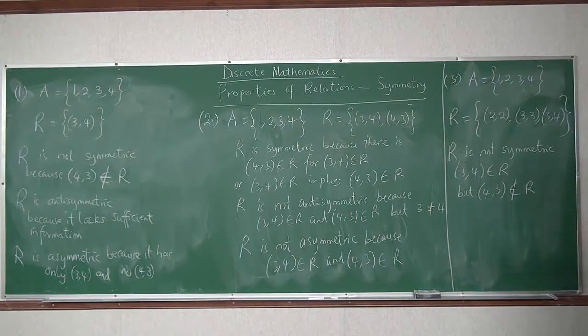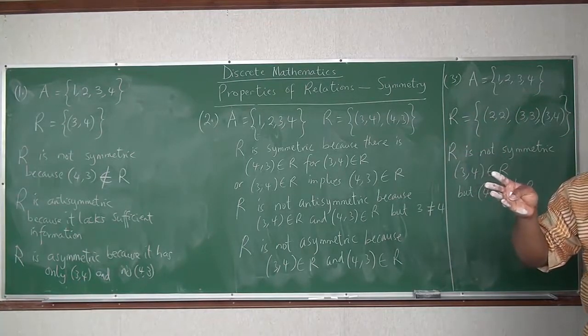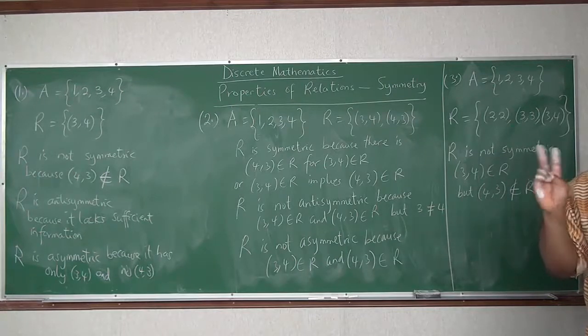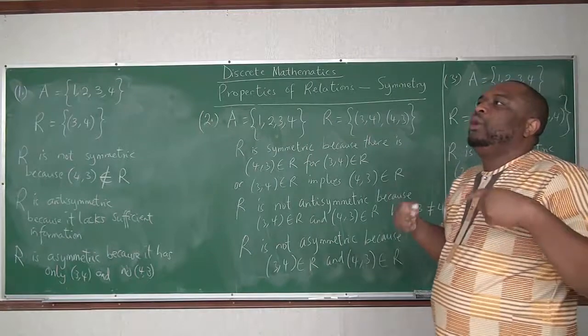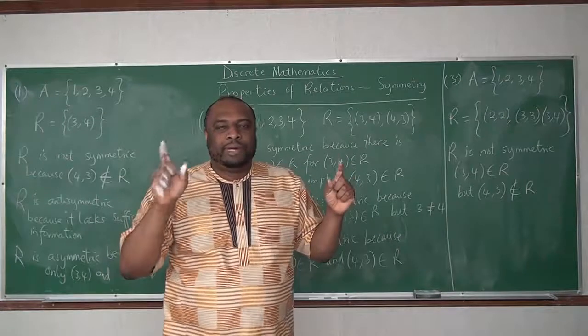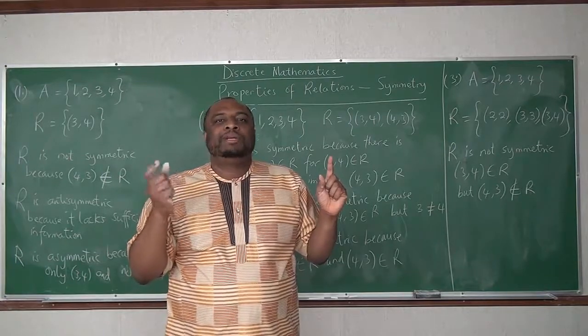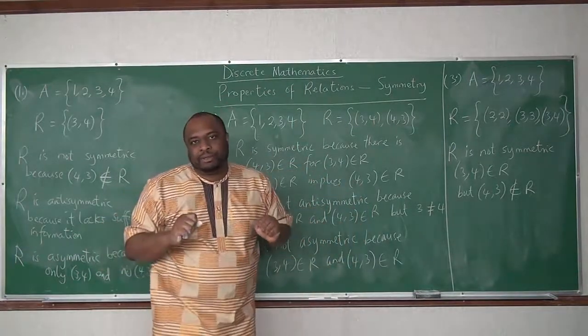Now, antisymmetric. Remember, with antisymmetric, you have 2, 2, you have 3, 3. You have 3, 4, but you don't have 4, 3. Now, if you had 4, 3, remember, antisymmetric is when you have both of them, that means they are equal. With antisymmetric, it will only work for, basically, 1, 1, 2, 2, 3, 3, 4, 4. When you have those, then you could now say yes, that this is antisymmetric.